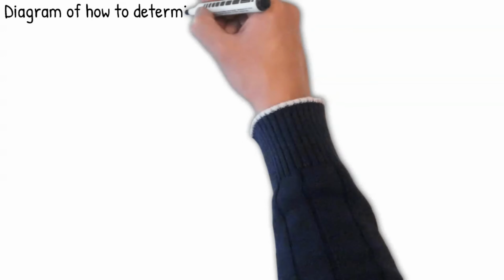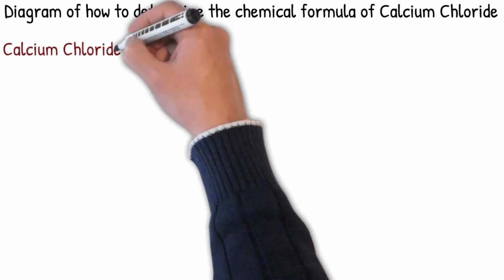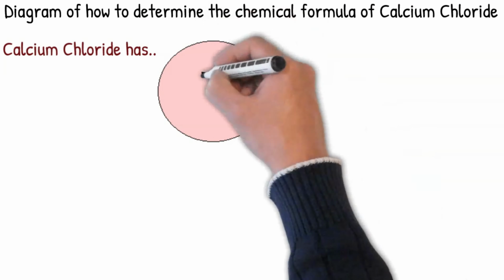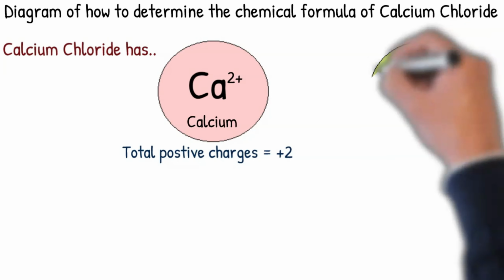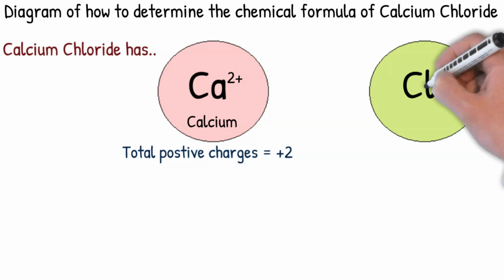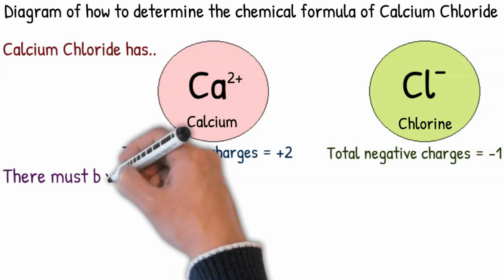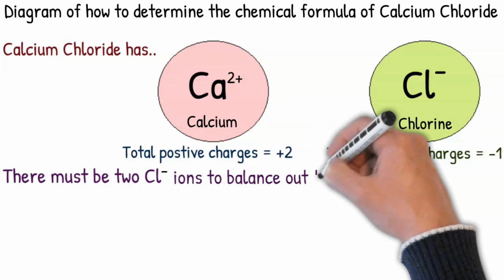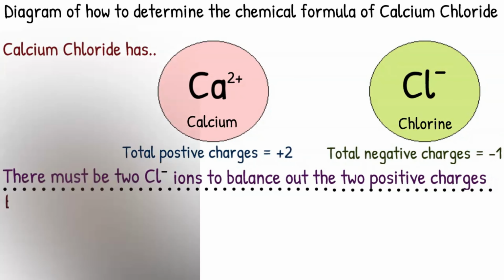Diagram of how to determine the chemical formula of calcium chloride. Calcium chloride has 2 positive charges of calcium, 1 negative charge of chlorine. There must be 2 Cl- ions to balance out the 2 positive charges. Balancing.